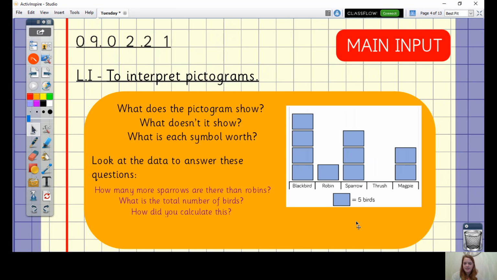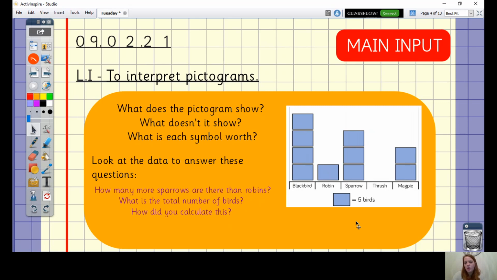Okay, what is this data showing us? Once you've looked at what the data is showing us, try and have a think about what this data doesn't show. So what does the pictogram show, and what doesn't it show? It doesn't show class 5's favourite ice creams. What else doesn't it show? And then I want you to have a good look at the key. See if you can find the key. Have a look at what each symbol is worth, because we know each symbol is not worth 1. So what is each symbol worth? Just a few questions there to think about before we have a look at some more.